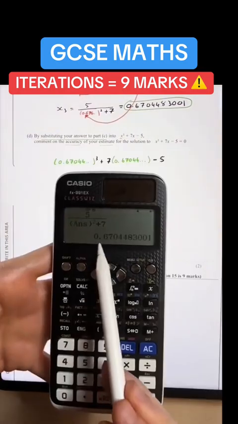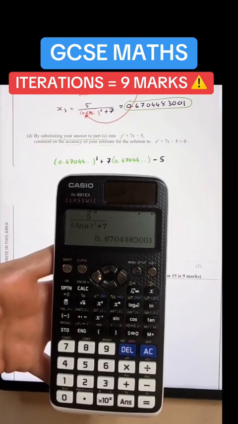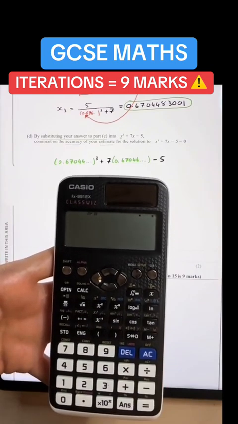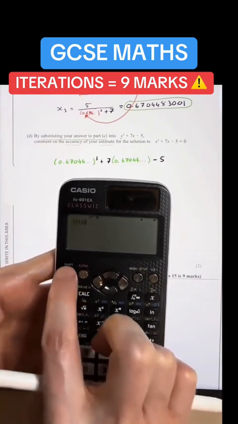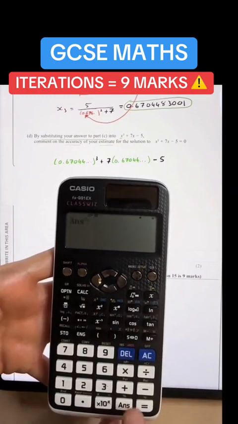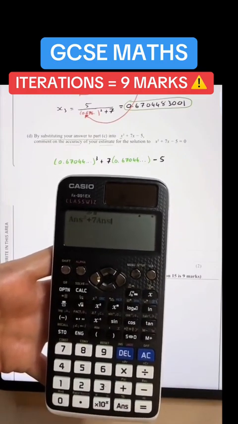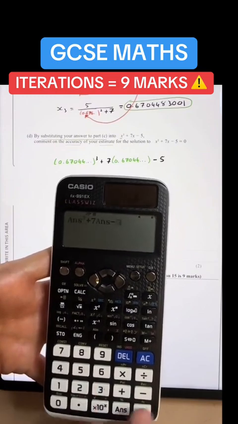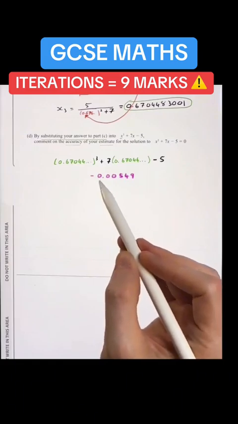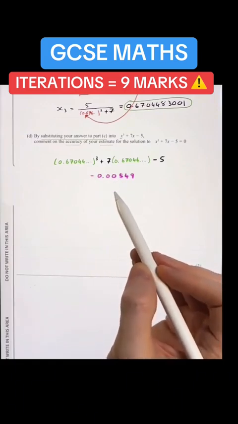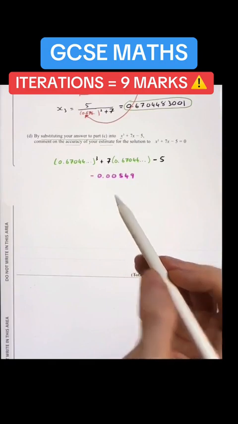Your calculator has your answer to part C as its last value. So all you've got to do, every time you see x, you're going to click the answer key. As you want x cubed, therefore you're going to have answer to the power of 3. Then you want plus 7x, so plus 7 lots of answer, and you want minus 5 on the end. Press equals, which gives negative 0.00549, which is accurate as the answer is close to 0.